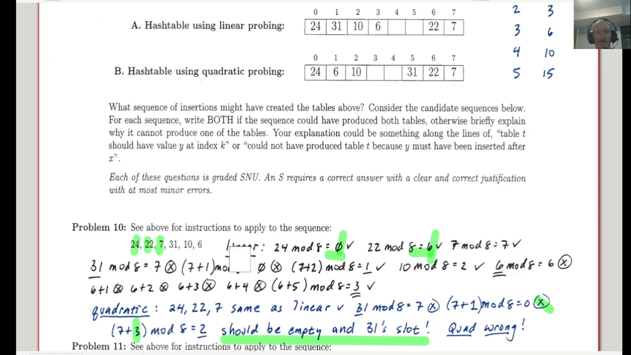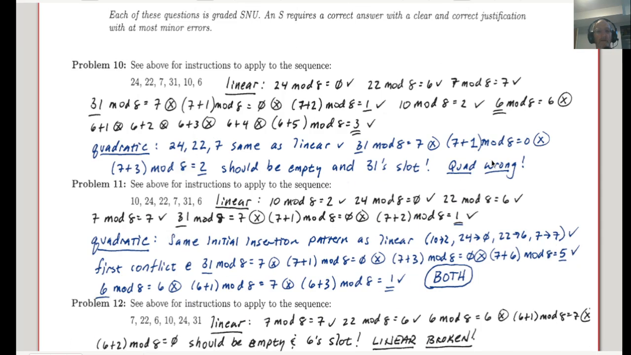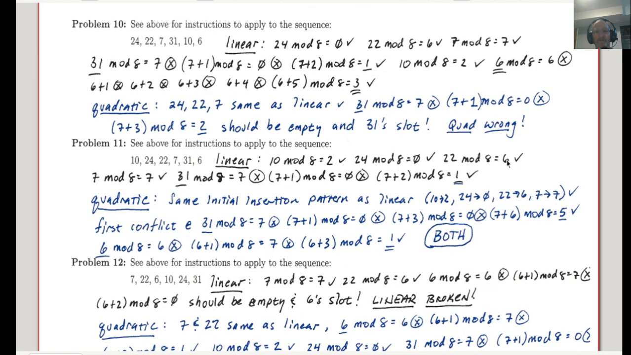Okay, do some erasing here. It's going to be a little problematic to do these other problems on my screen with the tables up there. Okay, we'll just suffer. 10, 24, 22, 7, 31 linear insertions. 10 mod 8 is 2.